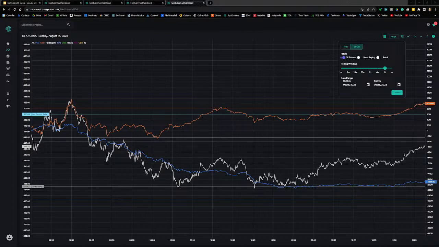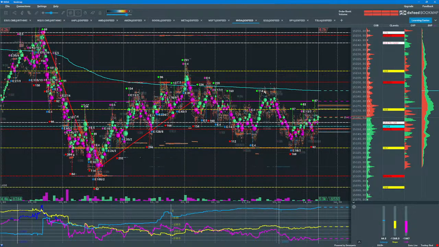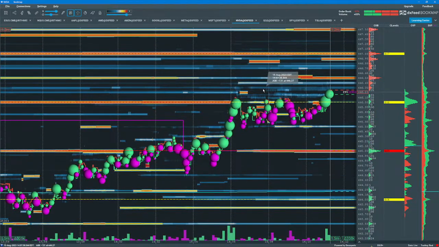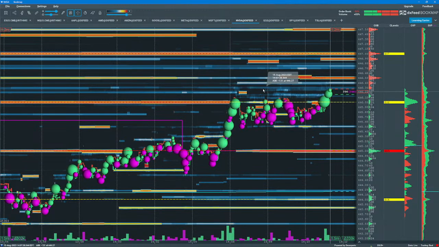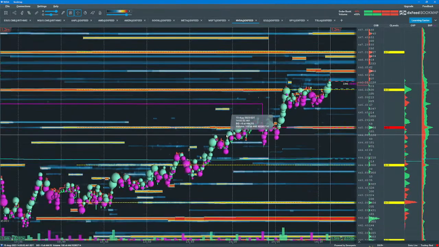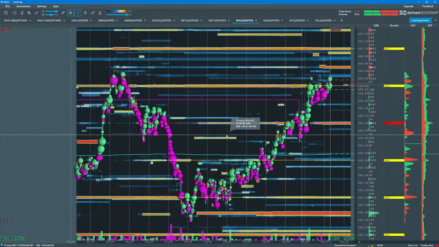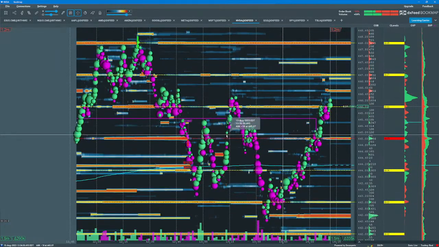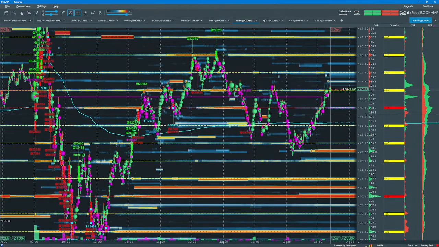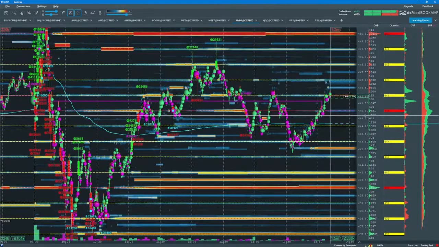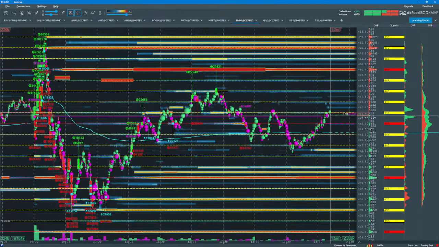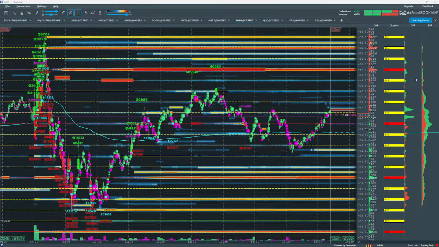All right, so let's go take a look at Bookmap. Take a look at NVIDIA. Zoom out so we can see the morning session. Sorry about that. So remember, 450 is the key gamma strike.